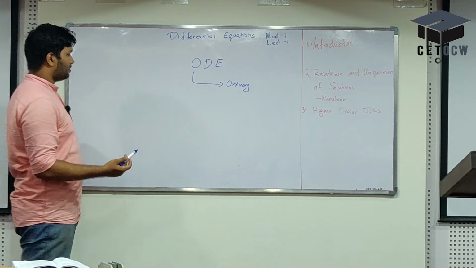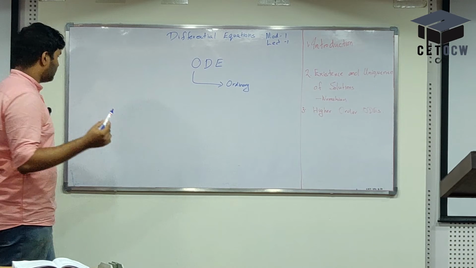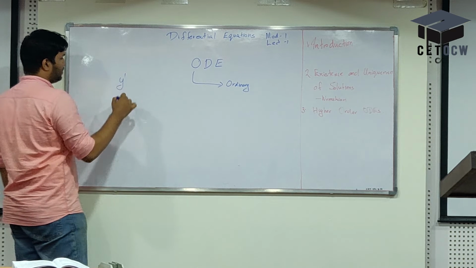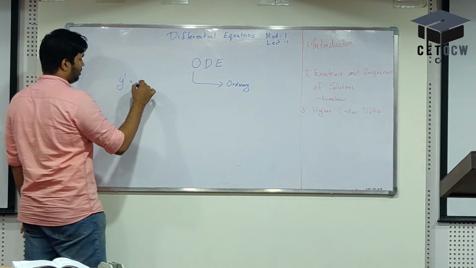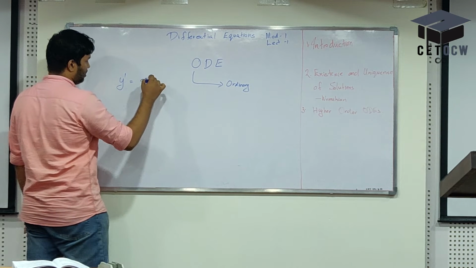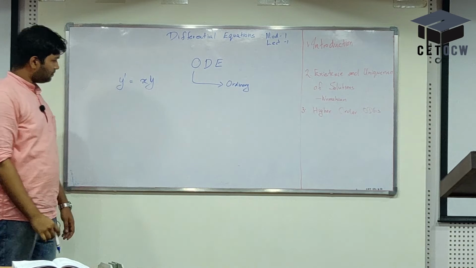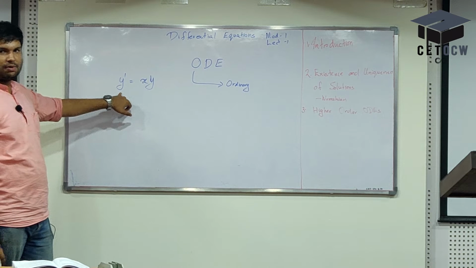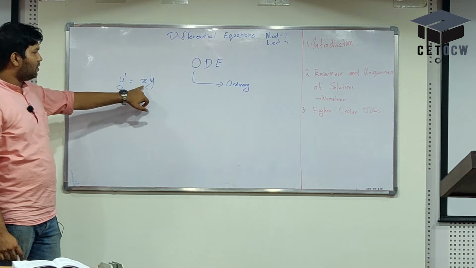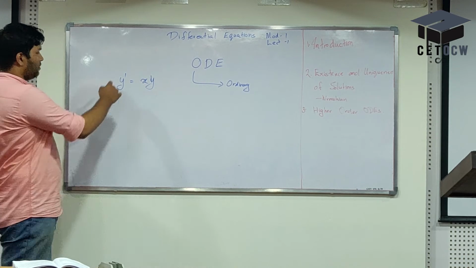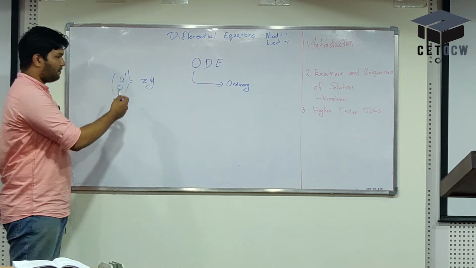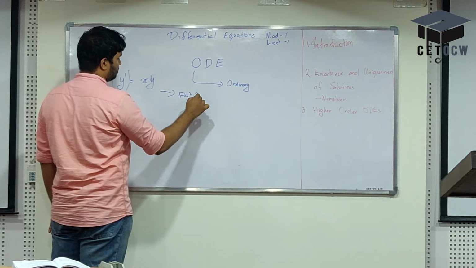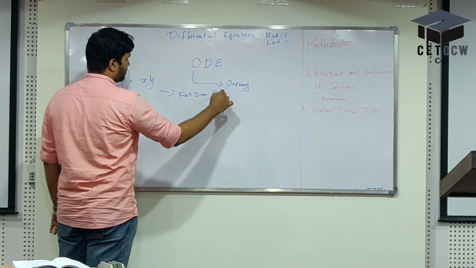And of that, we have various different kinds. For example, take this differential equation: y dash is equal to xy. You can see here that there's only the first order differential term of y, equal to the product of x and y. You only see one first order differential term, and so we call this a first order differential equation.